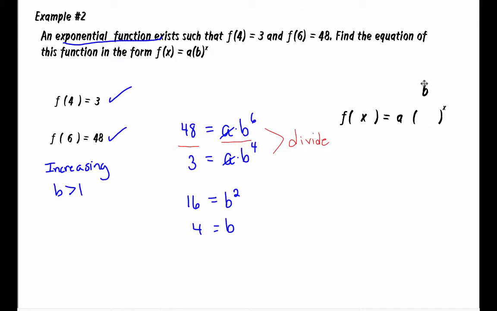Go away, base. You are the number 4. Now, how am I going to find my principal, my initial amount? Well, that's not that hard now because I can choose any one I want.